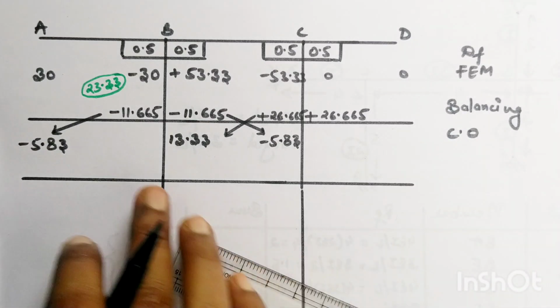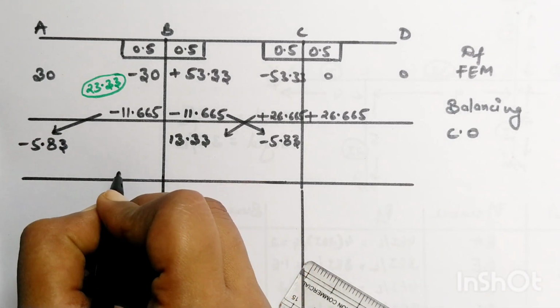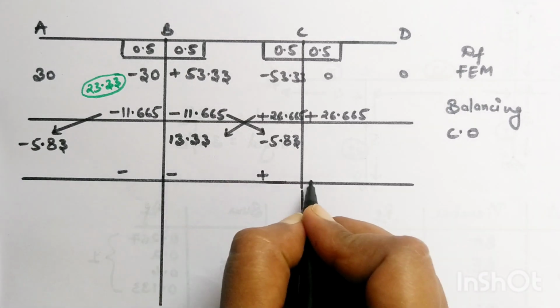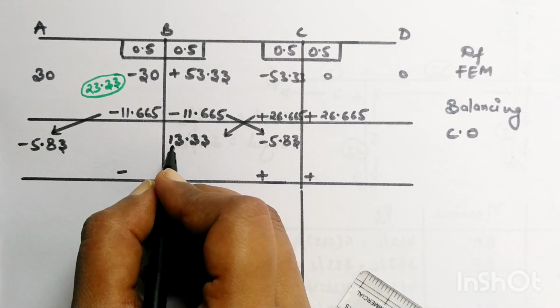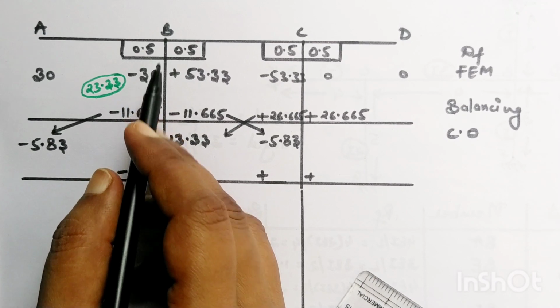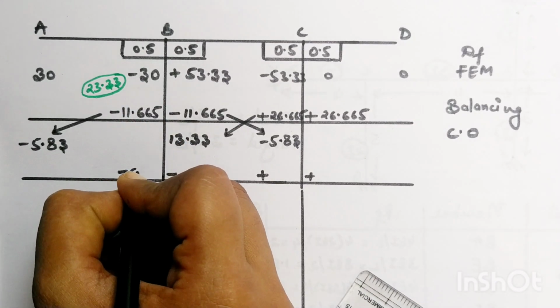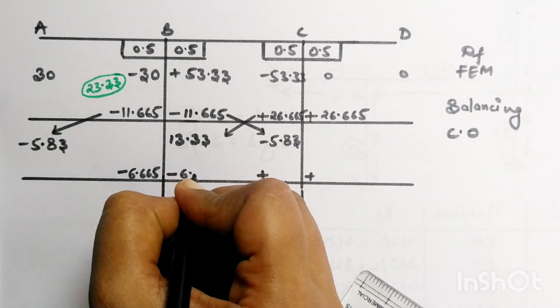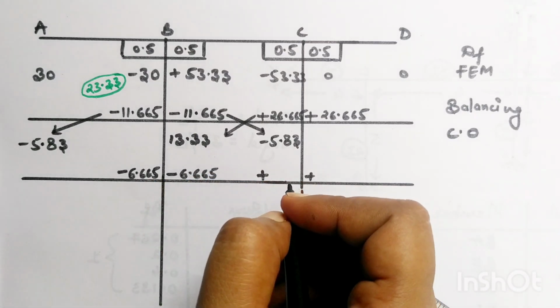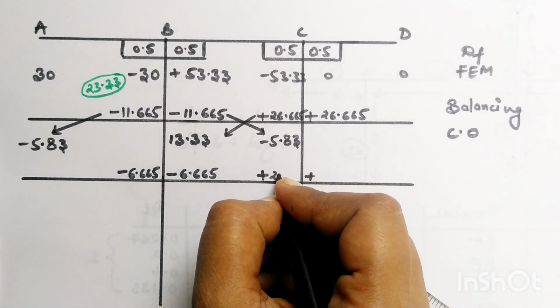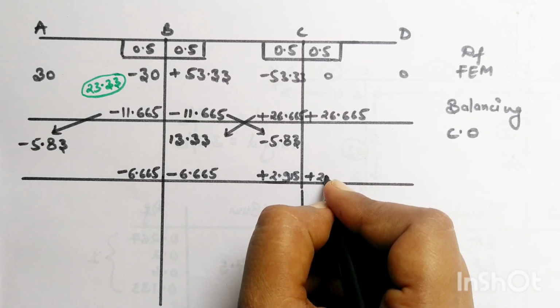Now again we have to check at B support what is the unbalanced moment. This one is positive, I am writing negative, negative. This one is negative, I am writing positive, positive. Now again this one multiplied by 0.5 and I will be writing it here. So we have to repeat this procedure again and again until 4-5 iterations.